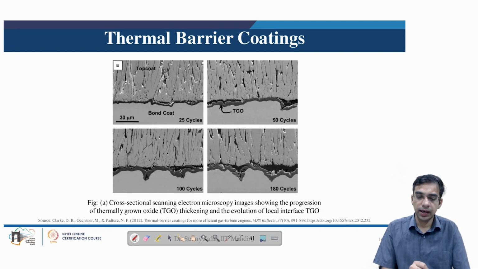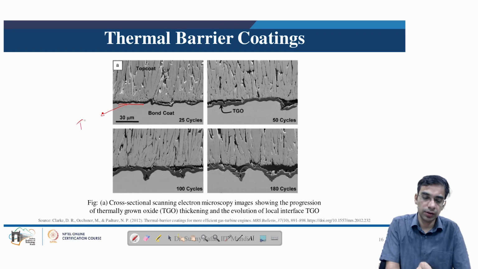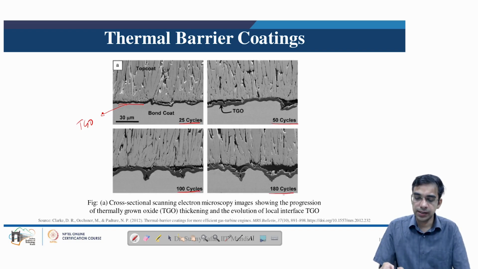So here we can see how the thickness of the thermally grown oxide layer is shown by this dark color. This dark color is the TGO, or thermally grown oxide layer. With an increasing number of cycles, we can see the thermally grown oxide layer increases, and once it reaches the critical thickness, this separation takes place, which is characterized by the term rumpling of the thermal barrier coating. And once this separation takes place, the failure of the thermal barrier coating is caused, because now the ceramic based, porous oxide layer can get separated.